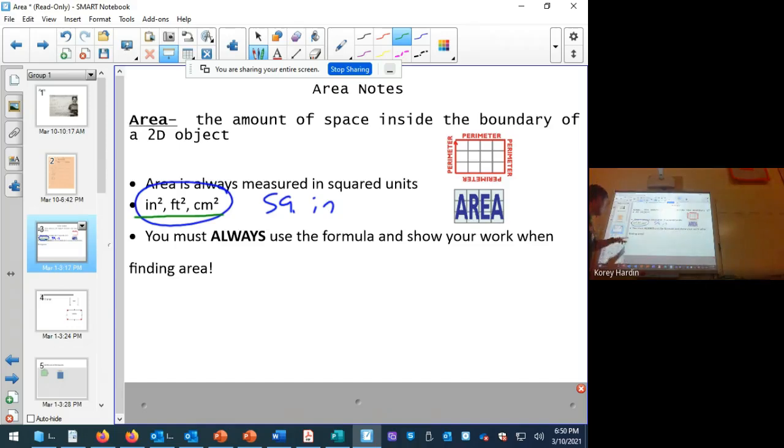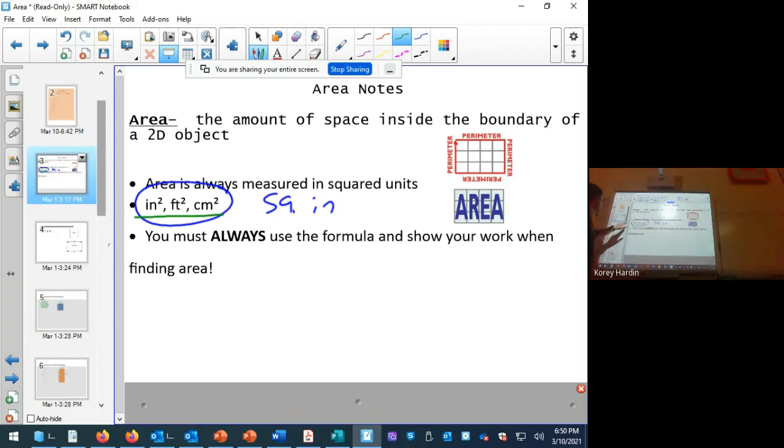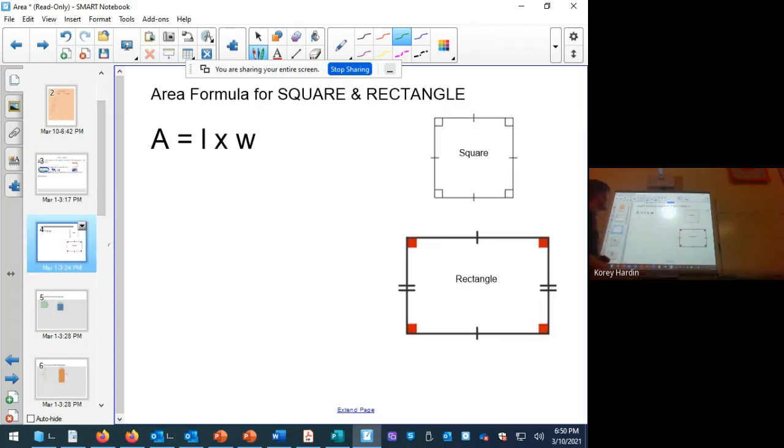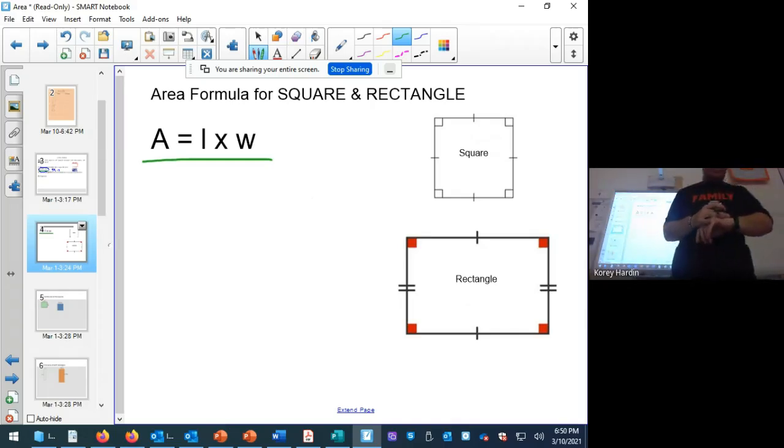All right. So let's go ahead and get on with our first shape. Our first shape is going to be a square and a rectangle. So if we look back at the orange sheet, this is actually the first two boxes, okay? But the thing about this is you're going to find the area for a square and for a rectangle with the same formula. And that's area equals length times width, okay? Area equals length times width.